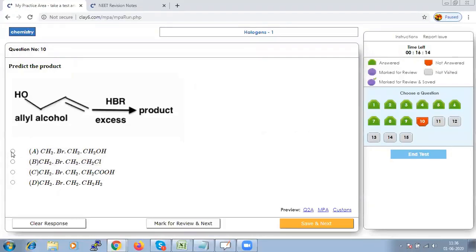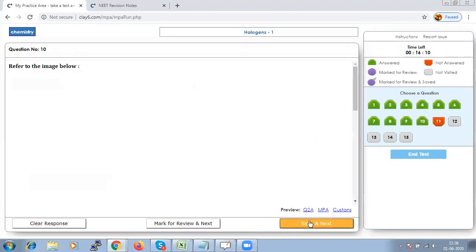So our option A should be the correct option. Let us save that and go to next.